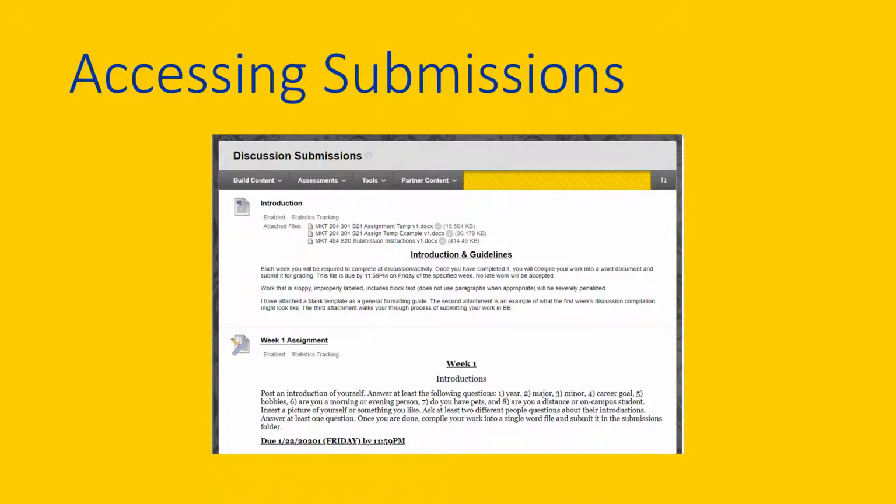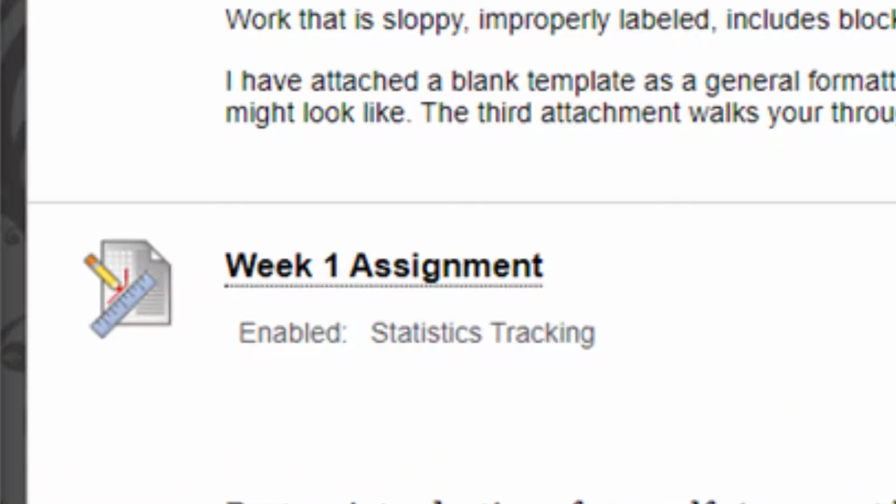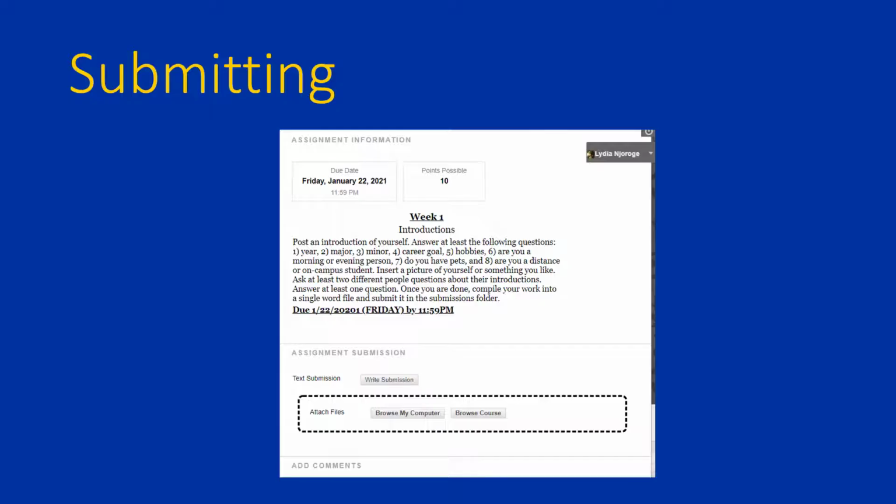All of your discussion and exercise prompts will be in the Discussion Submissions folder in the Course Documents tab. When you are ready to submit your work, click on the title of the specific discussion to open the submission space. On the assignment submission page, you will see the due date, the value, and the prompt. After that, you will see Write Submission and Attach Files. Any work submitted as a text submission, i.e. using the Write Submission function, is an automatic 0. All work must be attached as a doc, docx, or PDF file.